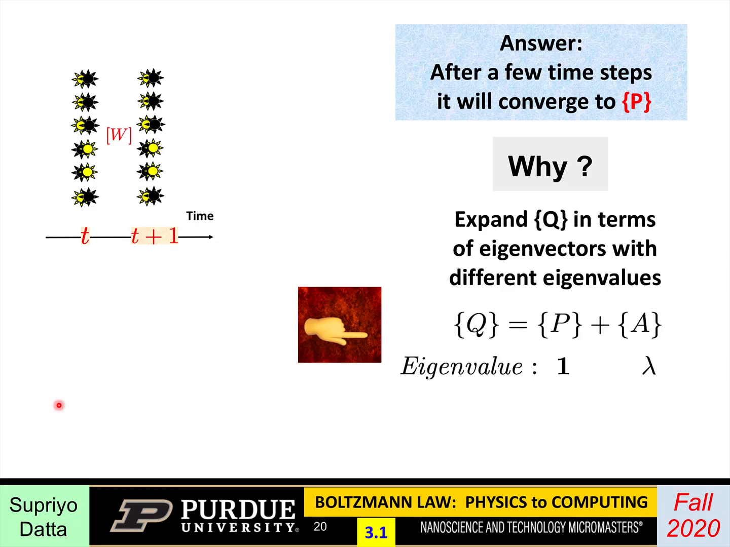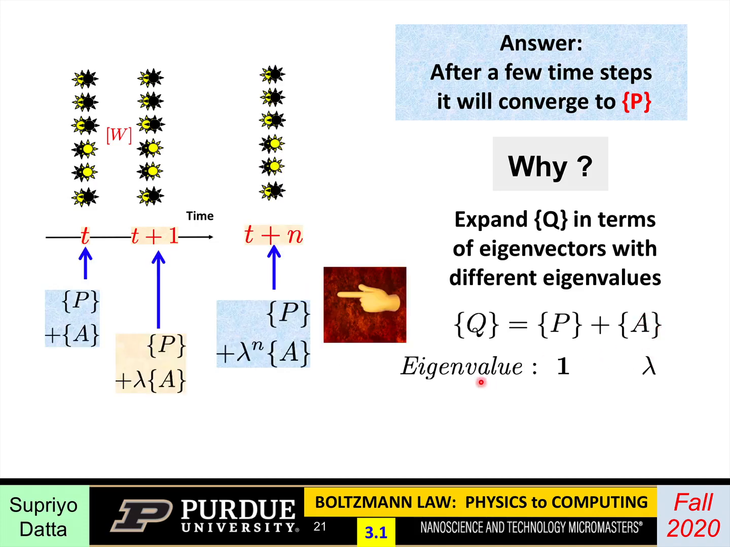Why is that? Well, to show it, one way to think is to take the Q and write it in terms of the eigenvectors of the W matrix. So as I said, P is one of the eigenvectors with eigenvalue 1. Let's say there's another eigenvector A with eigenvalue lambda. And of course, there'll be many more eigenvectors. And some eigenvalues will even be complex. But here, just for illustrative purposes, I'm considering one other. The argument we'll make will apply to all of these other eigenvectors.